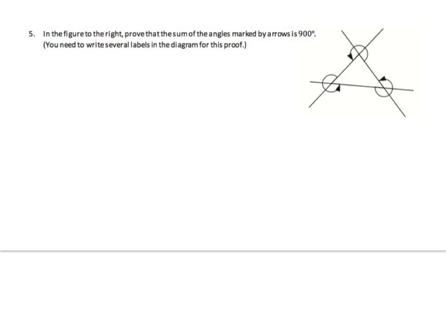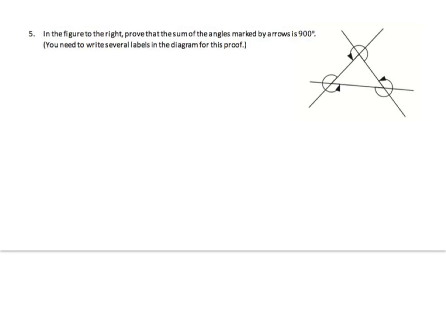Okay, number 5. That's sort of a fun drawing. In the figure to the right, prove that the sum of the angles marked by arrows is 900 degrees. You need to write several labels in the diagram for this proof. Okay, let's just go around and label the angles.